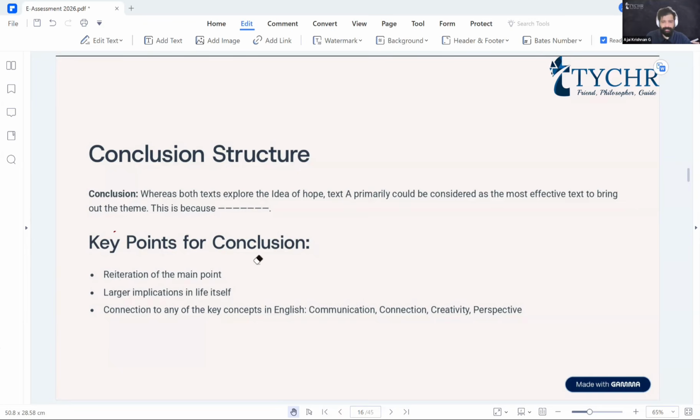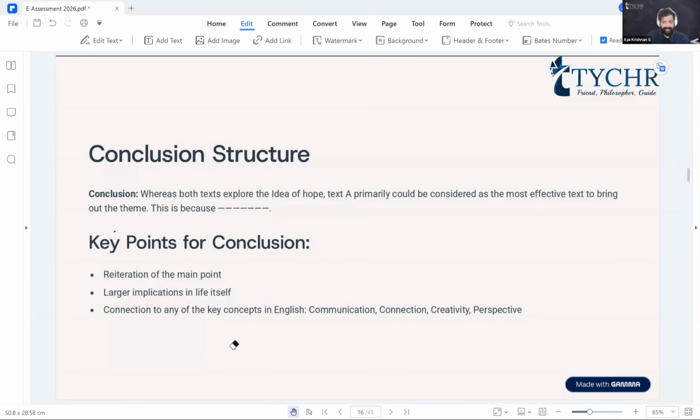And what should be in the conclusion apart from that valuation? You should reiterate the main point, and then a larger implication of life itself or the text itself, based on the question. If you started the response with a hook statement, a very philosophical idea, make sure that you give some conclusion to that hook statement in your conclusion. That makes it a full circular structure for your response.